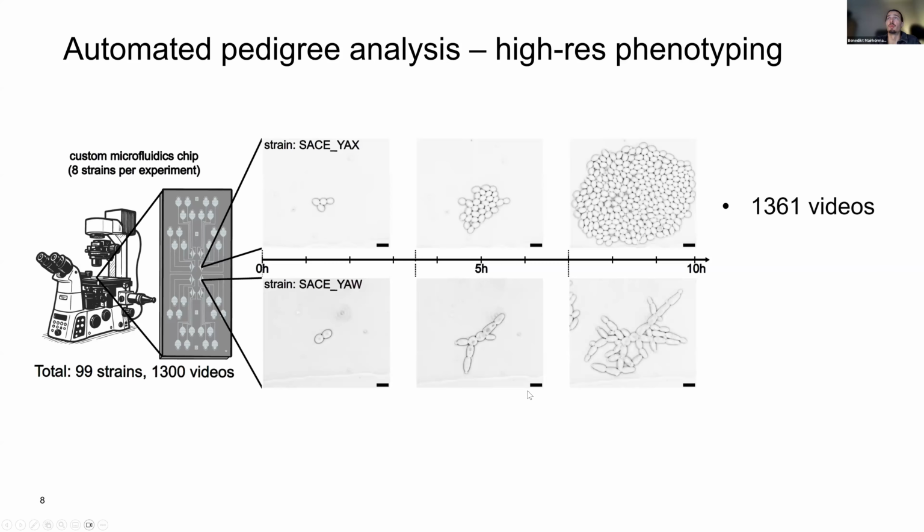And with this setup, I did lots of experiments, ending up with, I think by now, more than 1,500 videos. And we have at least 9, I would say even a bit more videos per strain from 2 biological replicates. And with this, we went through 98 strains plus 1 reference strain, which in my case is S288C.